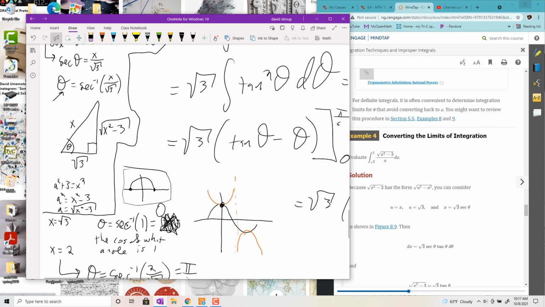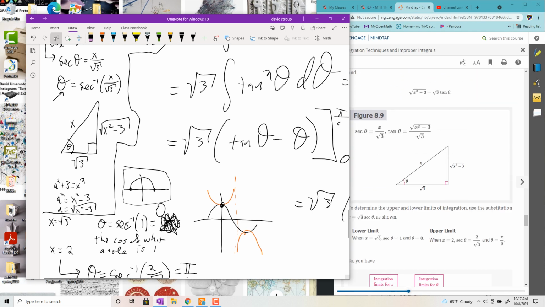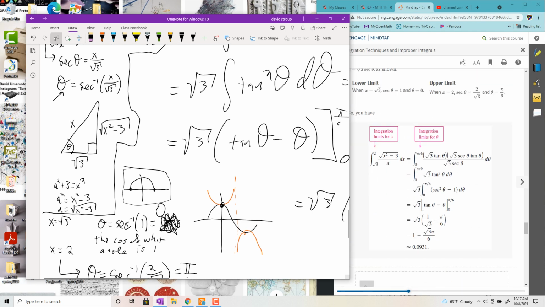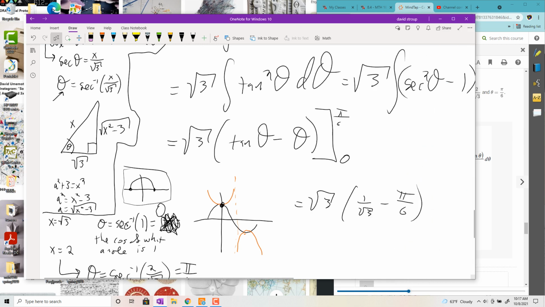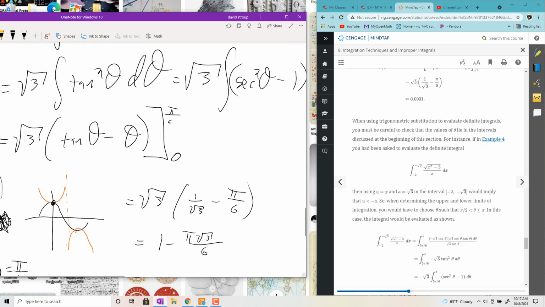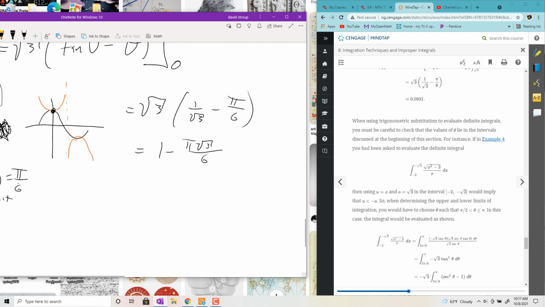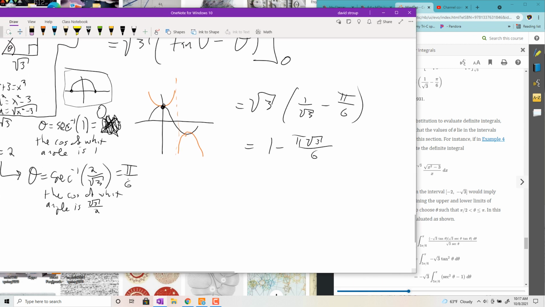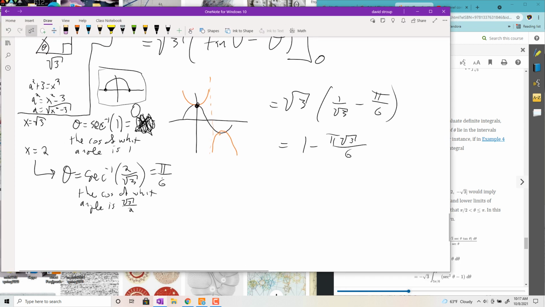Let's just make sure that's true and jives with what the book has. Of course, they wrote it in a different form, so let's see if I can get it into their form. So this will be 1 minus pi root 3 all over 6. Yeah, it's the same thing. Okay, the issue becomes when you try to pick these other limits, and you'll have trouble when you're doing that conversion process like I just did.